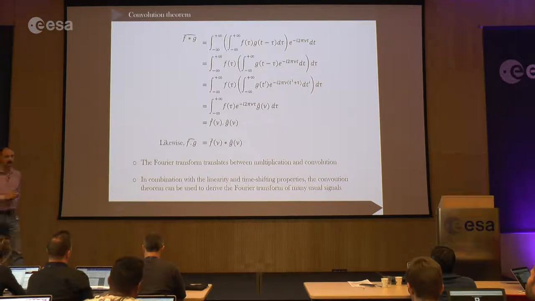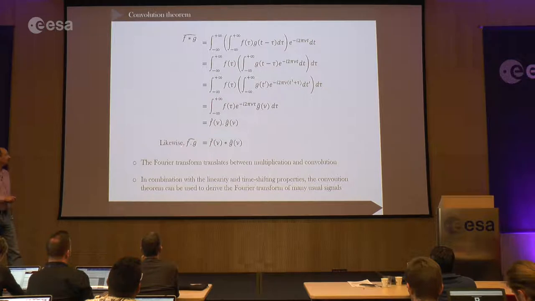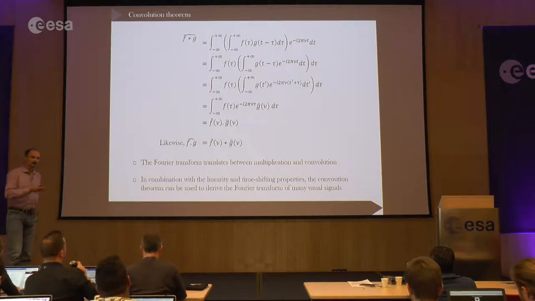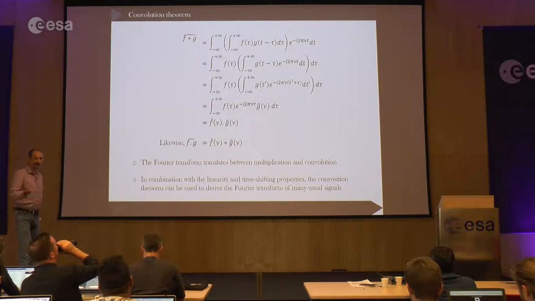Right? So again, you have this symmetry between the two spaces. Okay? Whether it's f hat or f, it doesn't really matter. If in one space you are multiplying, in the other space you're convolving. And if in one space you're convolving, in the other space you're multiplying.